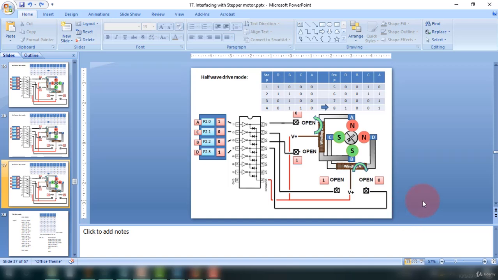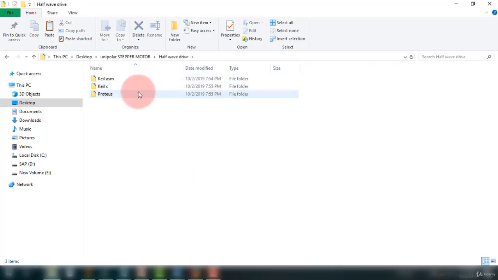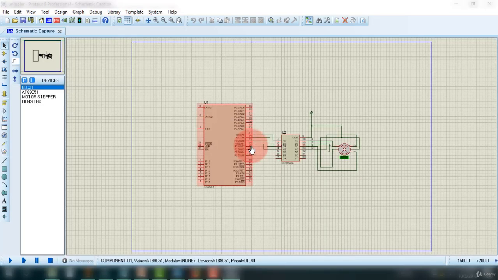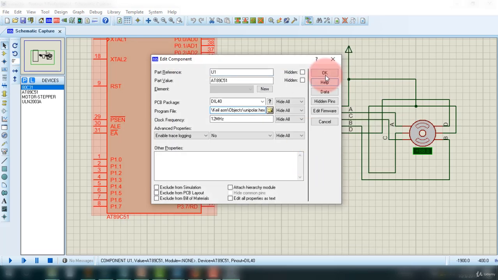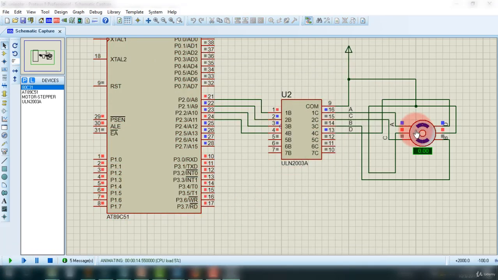Okay, now let's quickly see the Proteus simulation. Here you can observe in each step sequence the rotor is rotating by 45 degree. In case of full drive mode and wave drive mode, it was rotating 90 degree. Second thing you can observe here that first only one coil will get energized, then 2 coils, then again 1 coil and then 2 coils.